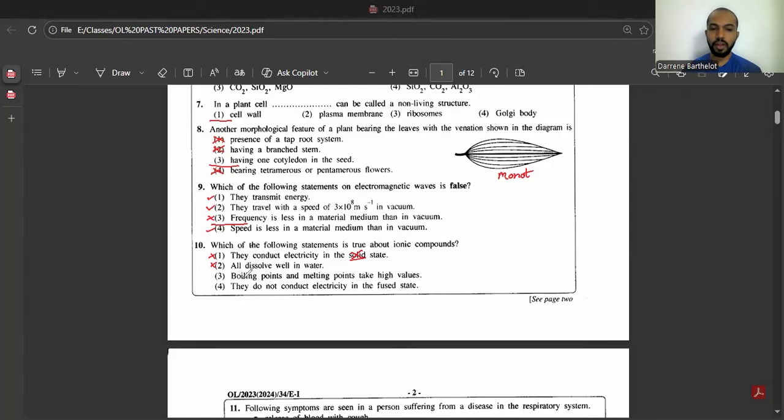Then the third one, boiling points and melting points take high values. Yeah, that's correct. Why? Because ionic compounds form ionic lattices. If it is forming ionic lattices, then it should have high melting and boiling points because they are relatively stable compared to other compounds. Let's see the fourth answer as well. They do not conduct electricity in the fused state. That's wrong. They conduct electricity in the fused state. So the answer should be the third one.